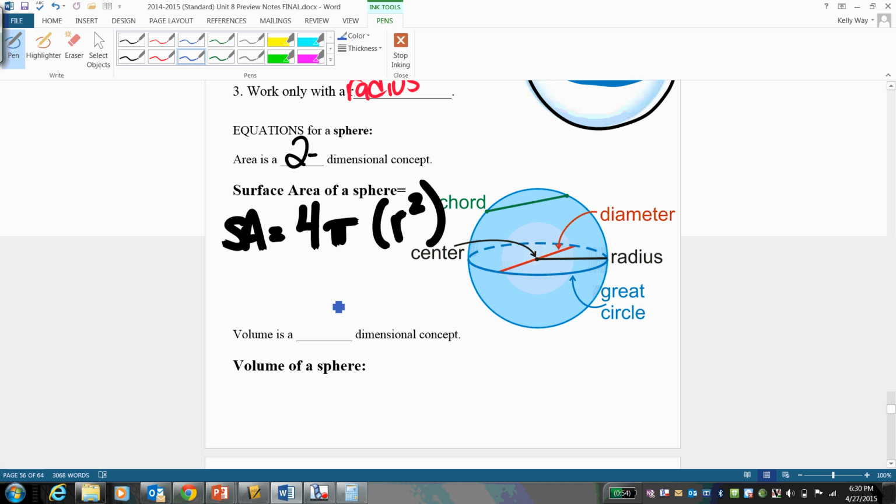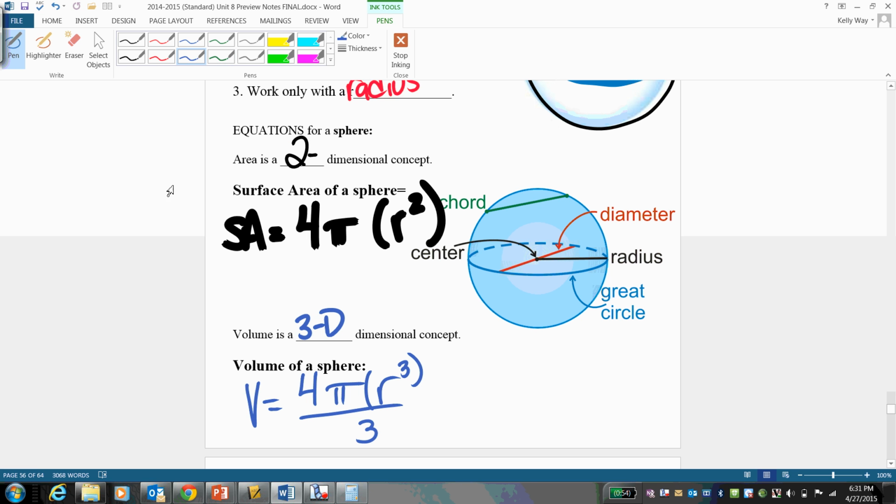Now the volume of a sphere, volume is a 3-dimensional concept. So volume of a sphere, volume equals, watch carefully, 4 pi r, look, it starts almost exactly the same, by parentheses, radius cubed over 3. We'll go over the whys behind these in class. For right now, just brute force.